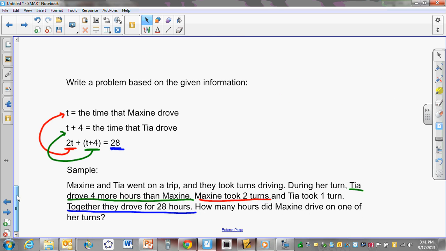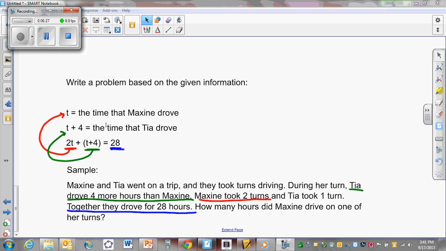Then they're going to say, write a problem based on the given information. They're going to give you some information and they want you to write your own word problem. So in this case, the information they give in this example, t will equal the time that Maxine drove, and t plus 4 is the time that Tia drove. And they will give you an equation, 2t plus quantity t plus 4 equals 28. And they want us to write a word problem from that.